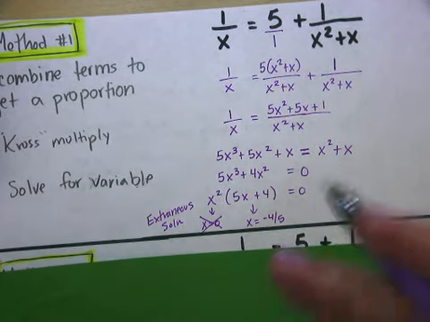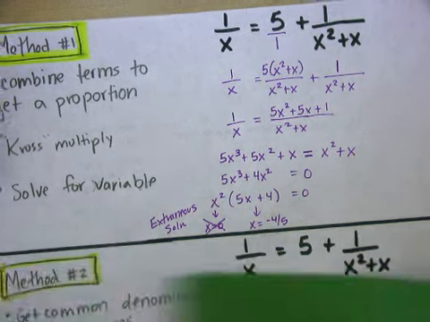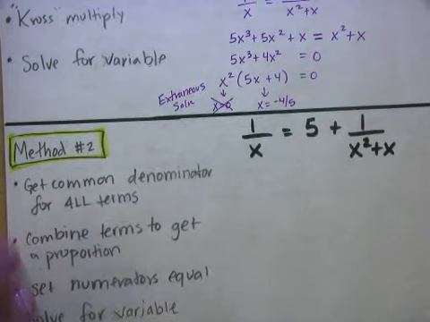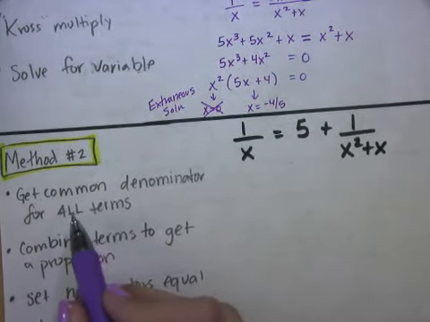For us to double check, I'm going to solve this same problem two different ways. If we get the same answer every time, we're going to assume that this is a correct answer. So all right, method number 2. Method number 2 is a little bit different. You try to get a common denominator for all the terms.